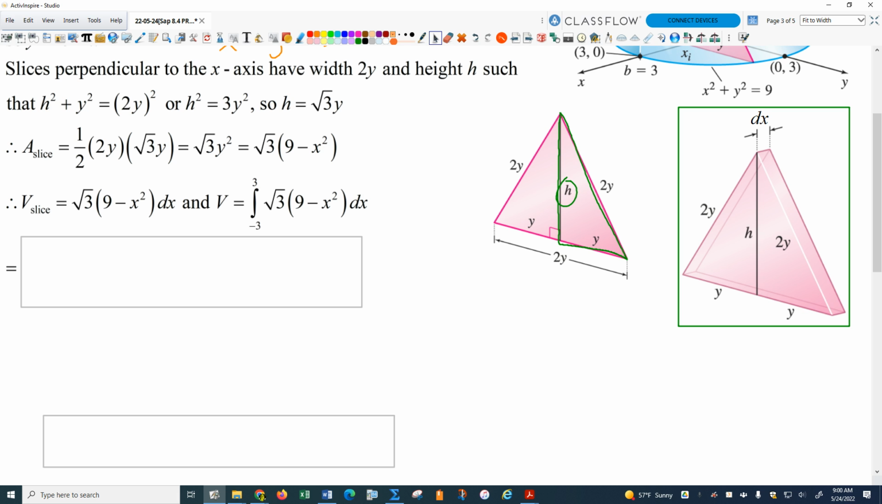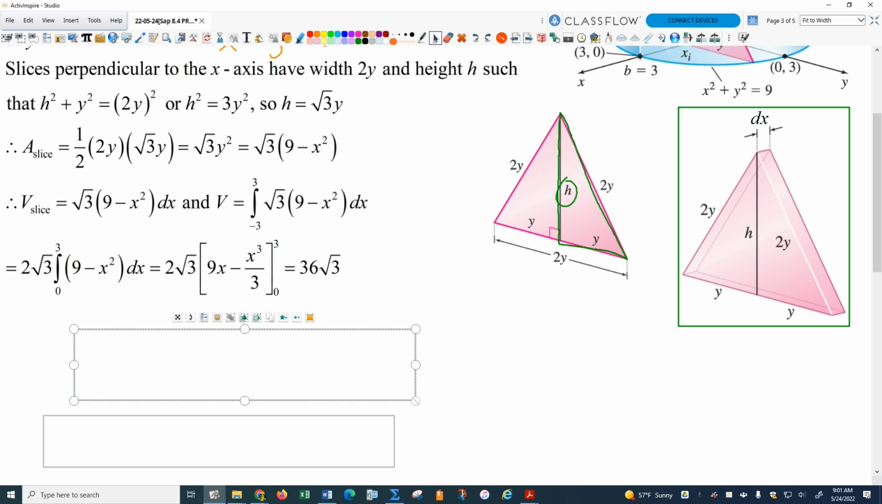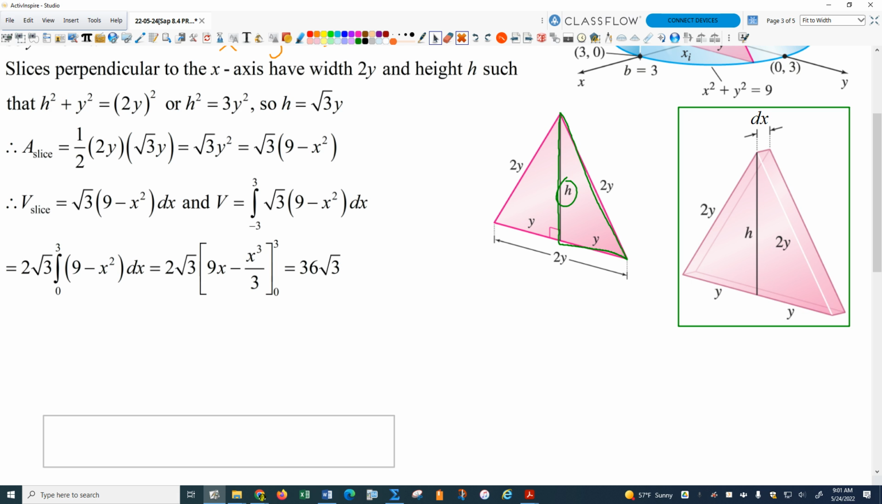So the volume of a slice is just that times the thickness dx. And we just sum that up with an integral. And that's no big deal. That's an integral we can easily do. And we'll take advantage of the fact that we've got symmetry, and we'll just go from 0 to 3 and double it. Okay? Does that make sense? Good with that? Okay.